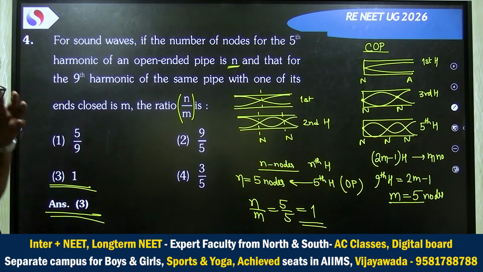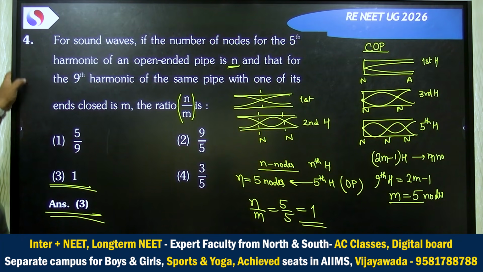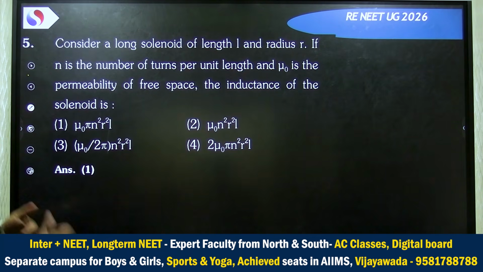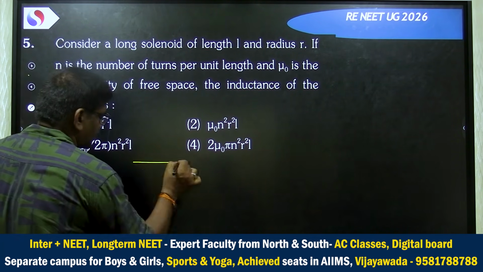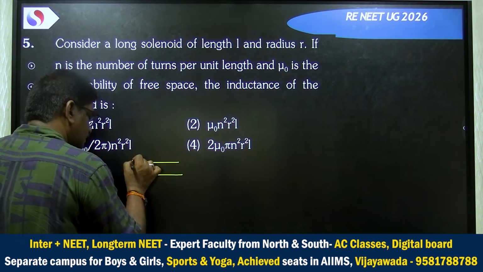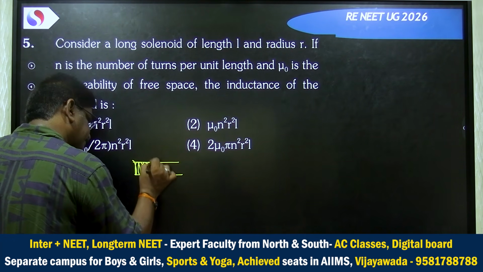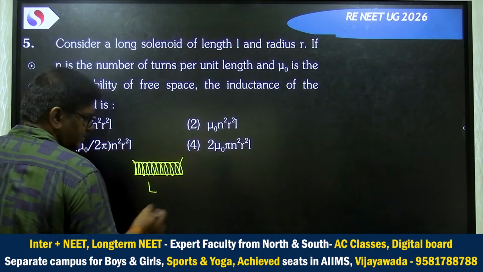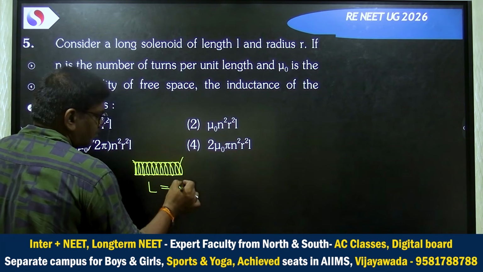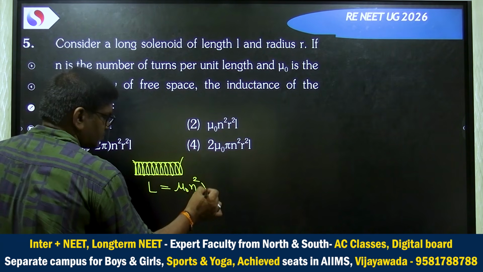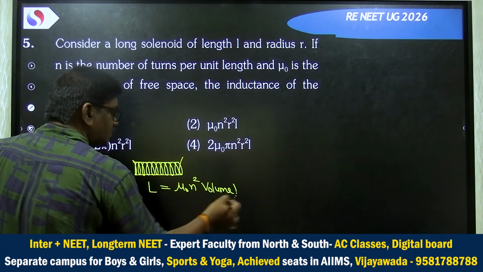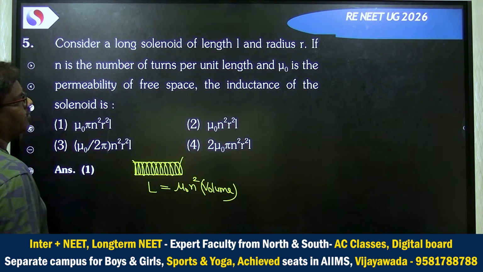All right, let's move to the next question now. That is my question number, okay. Solenoid, quite a simple question, absolutely a direct formula. Solenoid inductance is defined as mu naught into n square times volume. Yes or no? Volume. Up here, instead of volume, what is given to you?